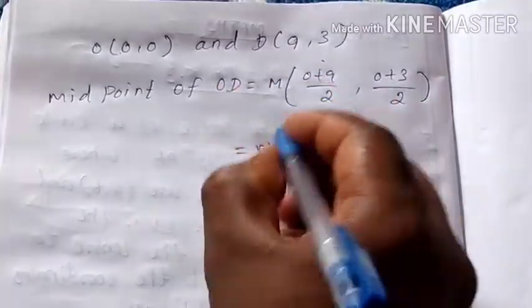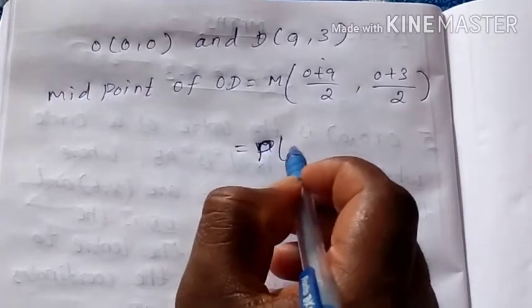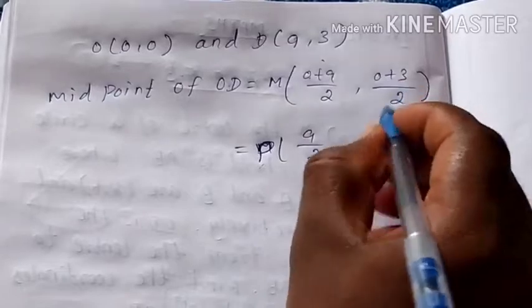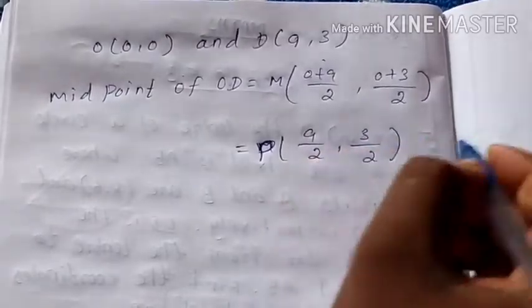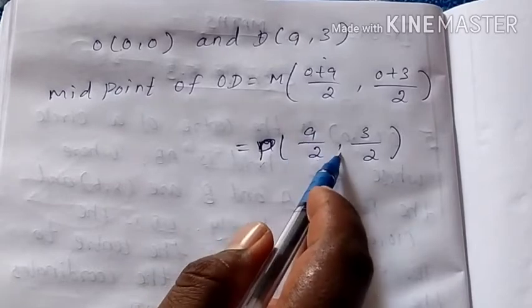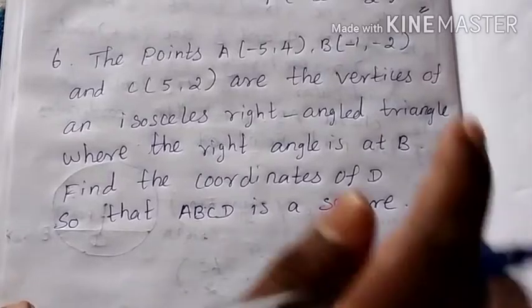The OD midpoint is P. So P is (0 plus 9 is 9, so 9 by 2; 0 plus 3 is 3, so 3 by 2). Therefore the midpoint coordinates are (9/2, 3/2). Understood? Okay, next, sixth question.